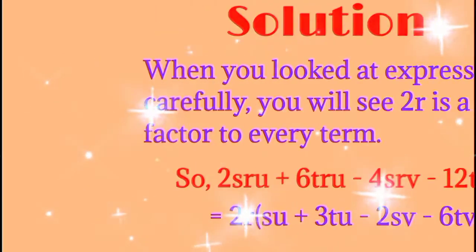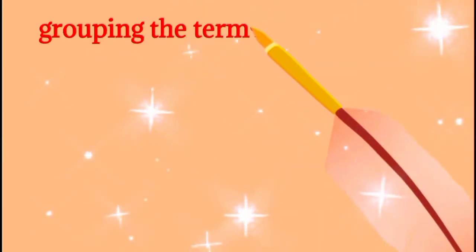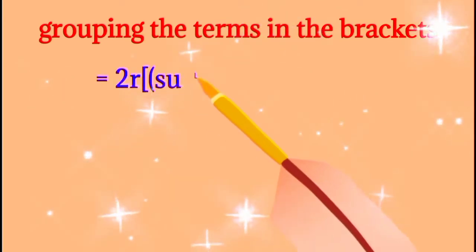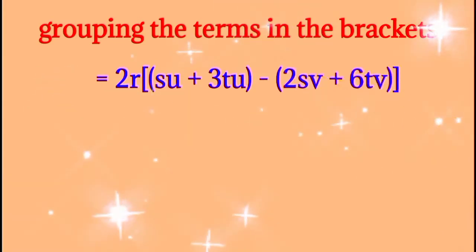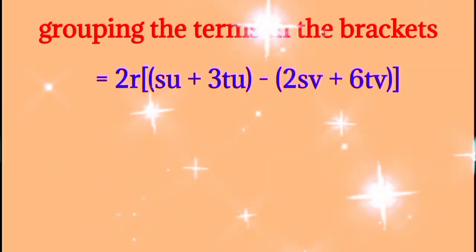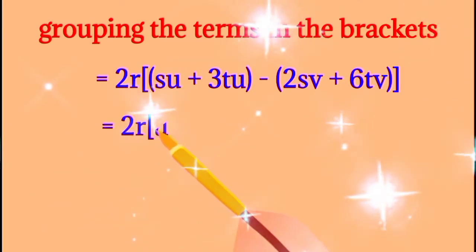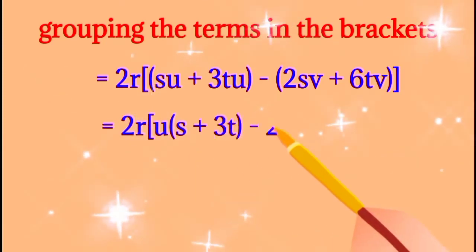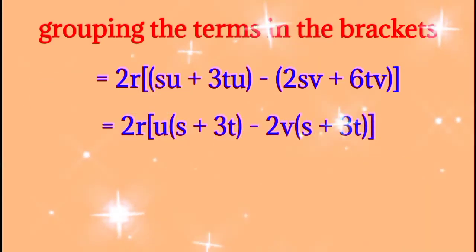The next thing you are going to do now is you group the terms in the bracket so that you can factorize again. Yes, at times you can factorize more than once. So when you group the terms in the bracket, you have bracket su plus 3tu, minus bracket 2sv plus 6tv. Don't forget that minus times minus is plus, so that's why the sign now changed to plus in the second bracket.